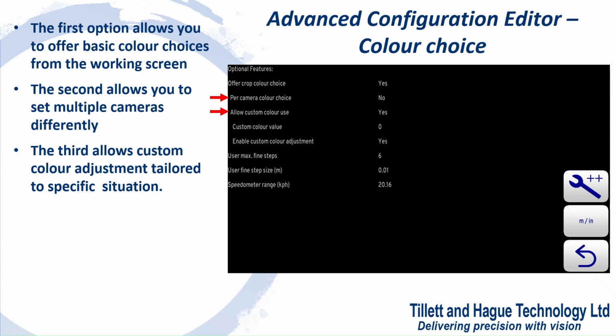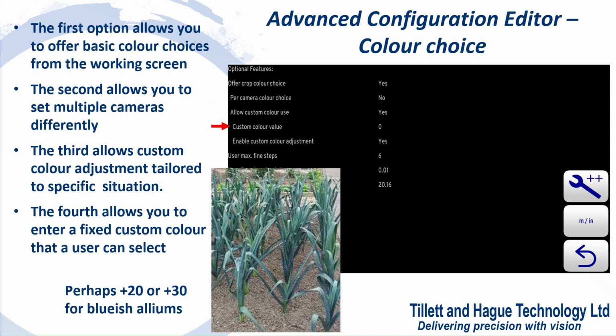If you do opt for custom colour, there are two ways that can be implemented. The first is to enter a fixed custom colour value that users can select from the working screen as an additional colour choice. This might be appropriate for an onion or leek grower whose crops at some stages may have a blue hue to them. In that case, a value of about 20 to 30 might be appropriate. If users can see that their crop is visibly blue, then they can try that option.